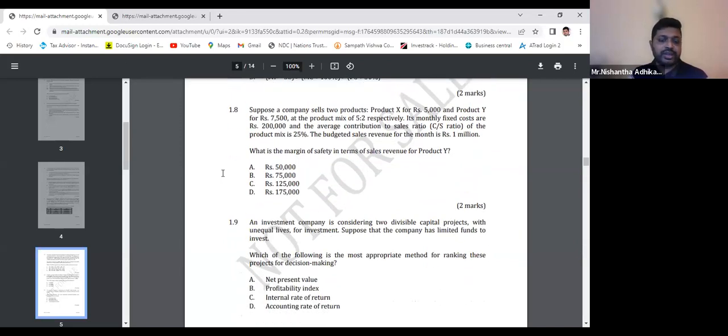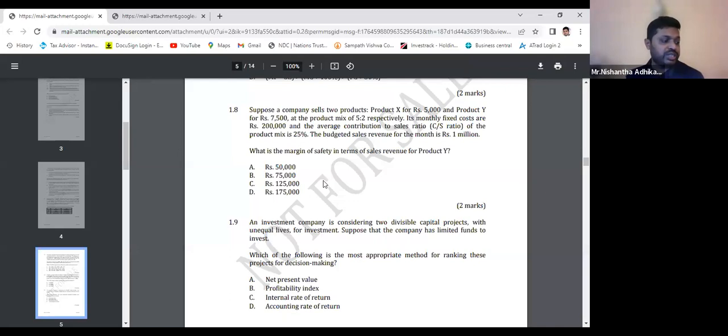That is the 7th one. Right, 8th one. Suppose a company sells 2 products, product X for 5,000 and product Y for 7,500, at the product mix of 5:2 respectively. Its monthly fixed costs are 200,000 and the average contribution to sales ratio of the product mix is 25%. The budgeted sales revenue for the month is rupees 1 million. This is related to break-even analysis for multiple products, product mix break-even analysis. What is the margin of safety in terms of sales revenue of product Y?